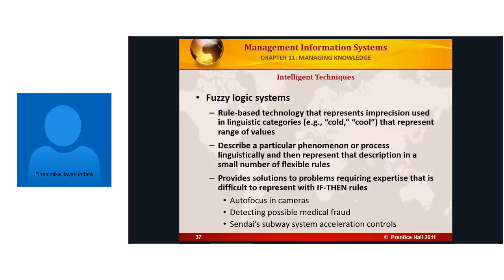It describes a particular phenomenon or process linguistically and then represents that description in a small number of flexible rules. It provides solutions to problems requiring expertise that is difficult to represent with if-then-else rules. This can be seen in autofocus cameras, detecting possible medical fraud, and the acceleration control systems in modern rail and subway trains.